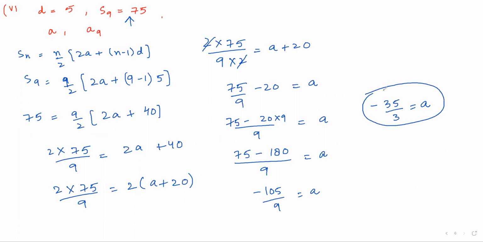Right, now you have got a. Now you can find a9. I'm not going to find it, you will find it, okay? If you see the formula, a n is a plus n minus 1 into d, right? So a9 becomes a plus 9 minus 1 into d. Now a you already know, d you already know, you can find a9, correct? Put a and d and find a9.